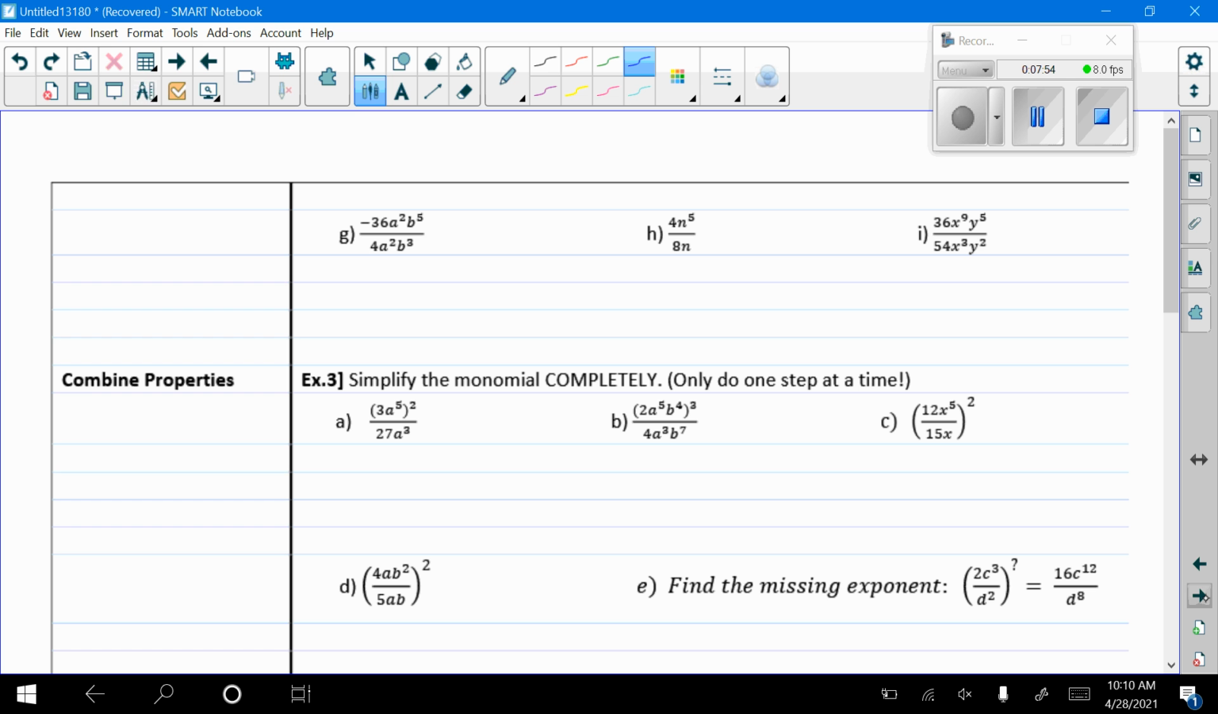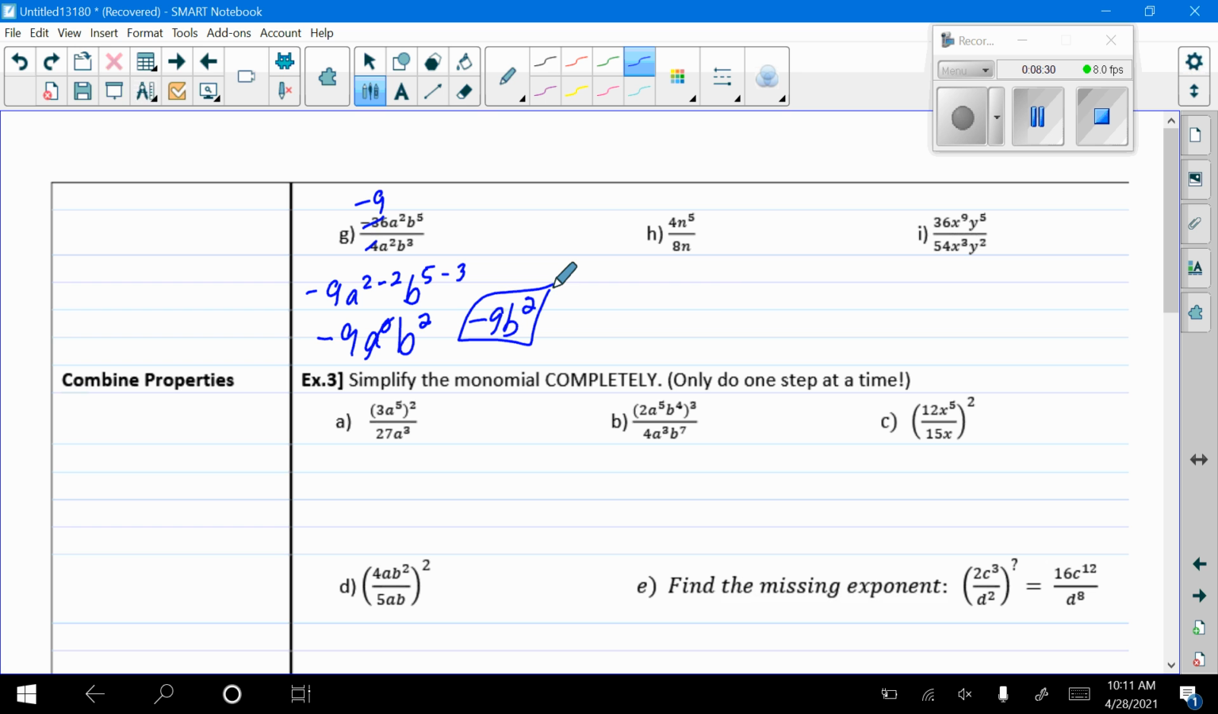Continuing on, I've got negative 36 divided by 4. That gives me negative 9. My a's are the exact same. So I've got negative 9, a to the 2nd minus 2nd, b to the 5 minus 3. That gives me negative 9, a to the 0 power and b to the 2nd power. Anything to the 0 power is 1, so negative 9b squared.